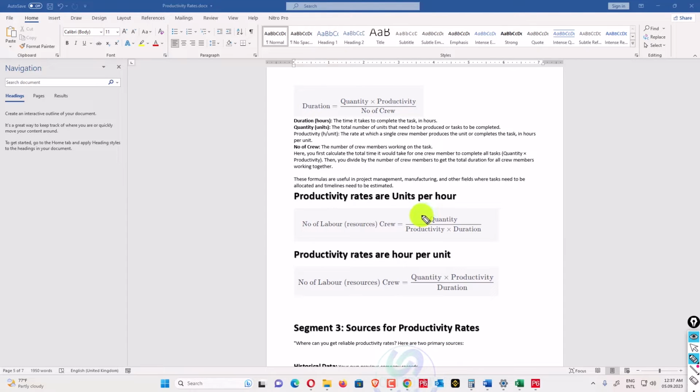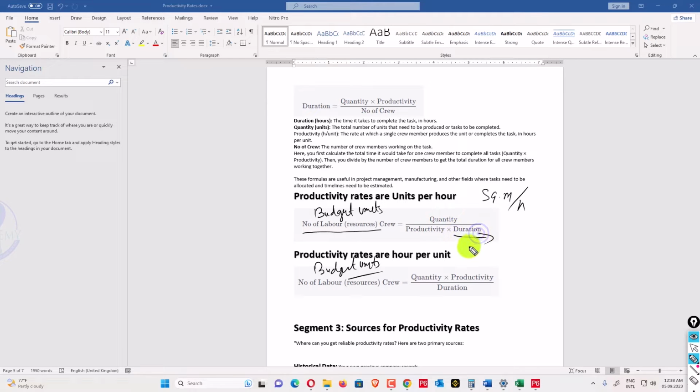So in this segment we will discuss productivity rates, if the productivity rates are units per hour, like square meter per hour. So how will we calculate the number of resources, and these are budgeted units. This is also budgeted units. Based on crews, each crew has different budgeted units. So how will we calculate this one? We'll divide quantity by productivity rates and duration.